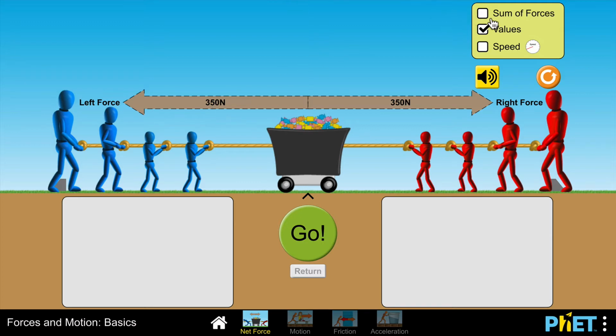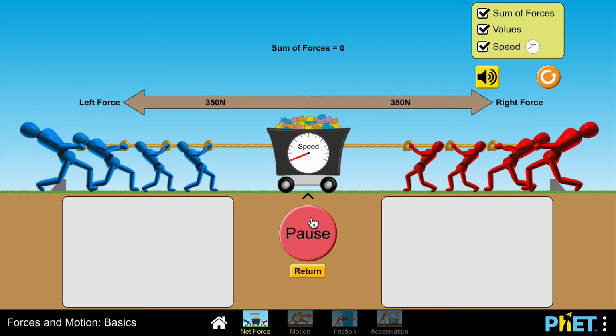That means that when I sum the forces, it adds up to a resultant force or unbalanced force of 0 newtons. What I'm also going to do is look at the speed of this trolley in the centre and click go. And of course the speed's 0, it remains stationary when the forces are balanced.